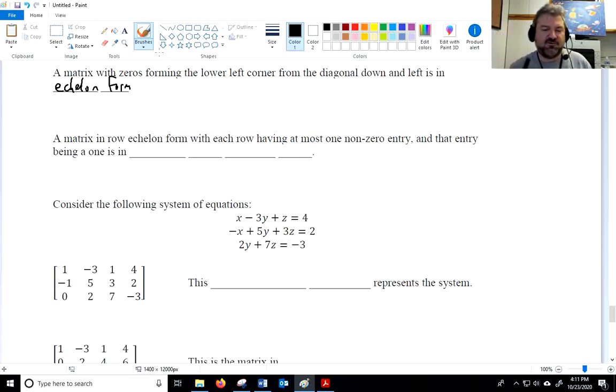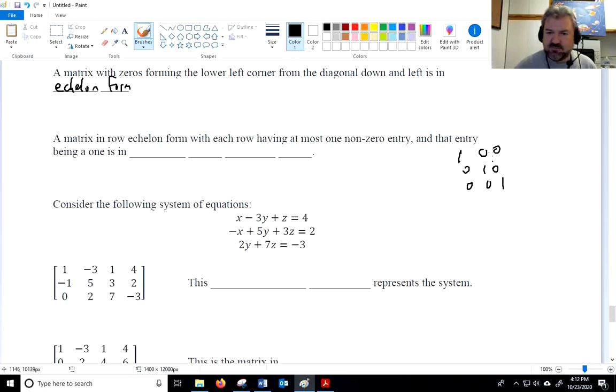A matrix in row echelon form with each row having at most one non-zero entry. Meaning that typically it's 1 0 0, 0 1 0, 0 0 1, but you could have some other times where something cancels out and you have all zeros. But basically at most one. I'm not really saying that right. I'm only talking about the 3 columns, not the constants on the right. So basically what I'm talking about is this.